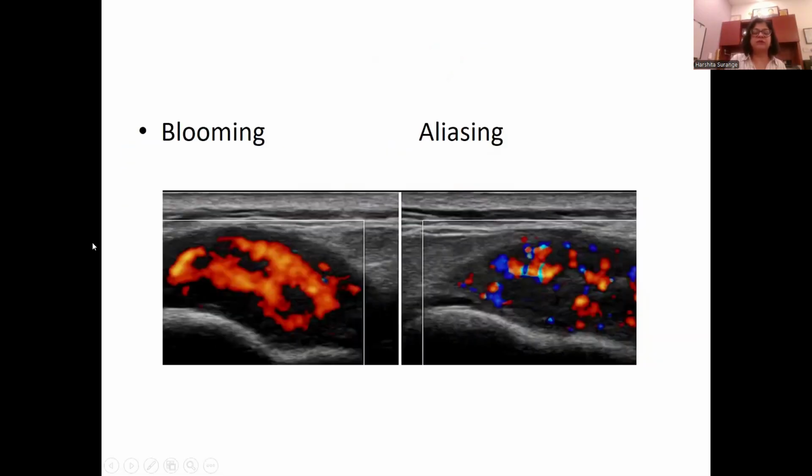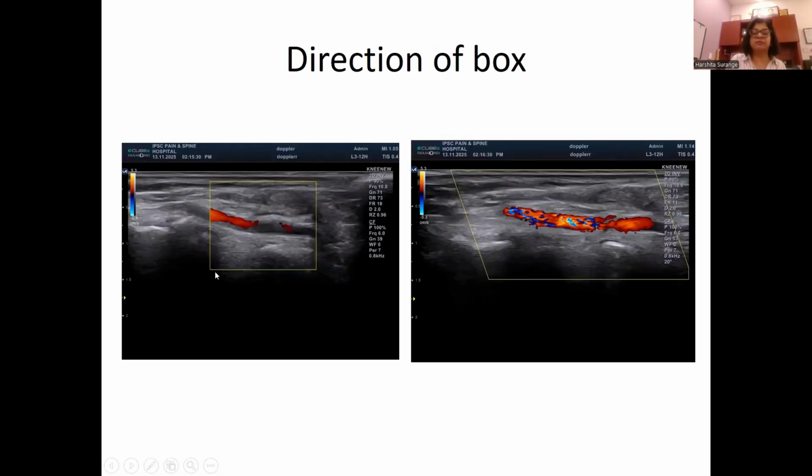Then there's the direction of the box. You have to ensure that this box is also aligned as per the direction of the flow. See, here the box is straight. You don't get that good a flow. So what you need to do is you align the box in the direction of the flow. So if the flow is in this direction, you just align the blocks in this direction and you get a much better flow in this area.